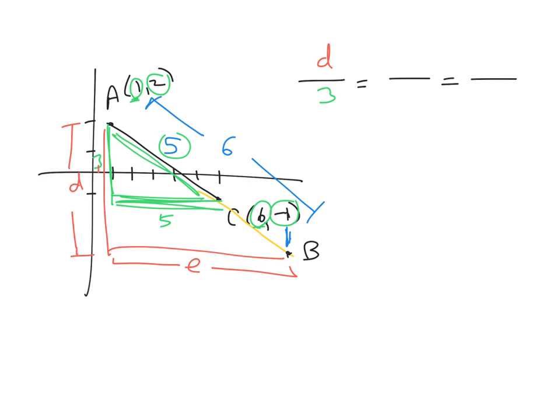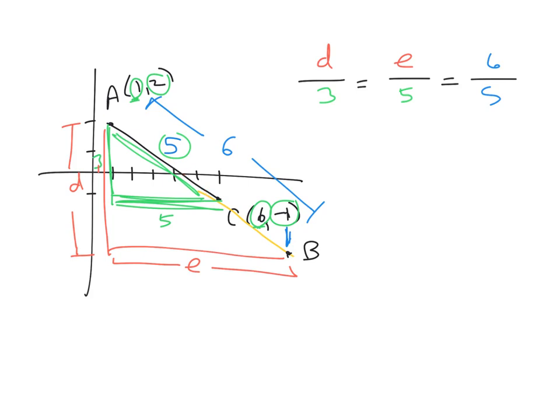And I'm just going to go ahead and set them all up. You can set them up as separate proportions. D over 3 is going to be equal to E over 5 is going to be equal to 6 over 5. So that last one came from my ratio of my parts, that to this.